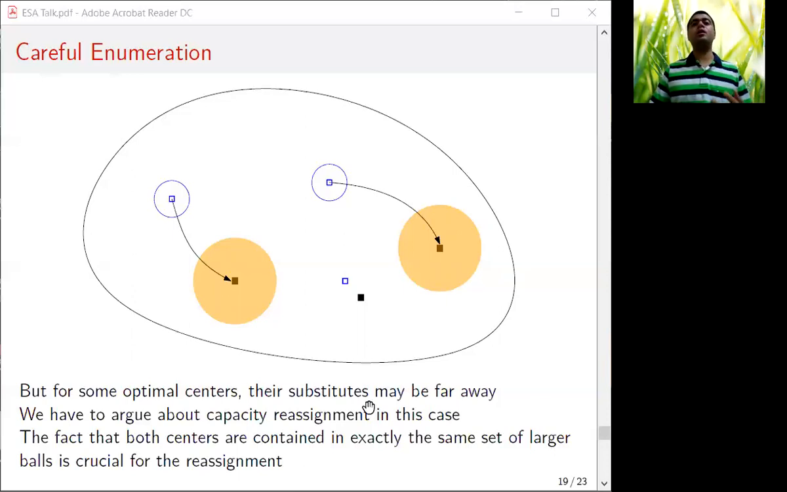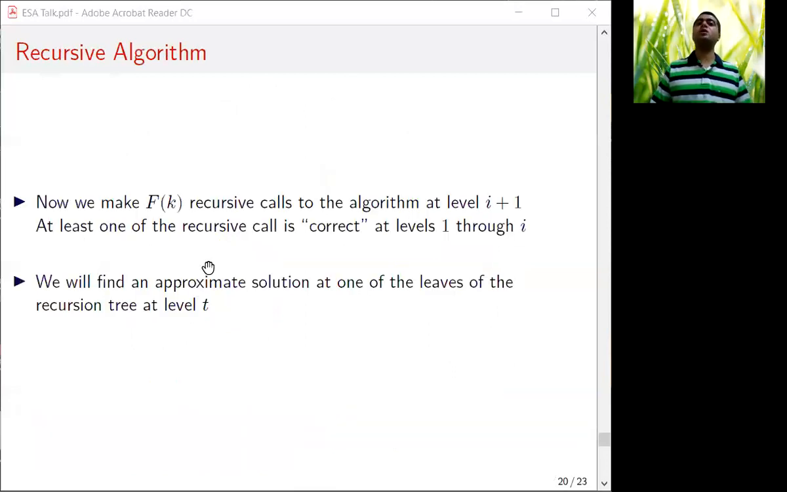So we do this process for each of the 2 to the k regions, and the overall number of guesses is some function f of k. So we'll make f of k recursive calls to the algorithm at level I plus 1. We know that at least one of these recursive calls is going to be correct, in the sense that it properly approximates the behavior of optimal from level 1 through I. And so we maintain the inductive condition, and we keep doing this until level t.